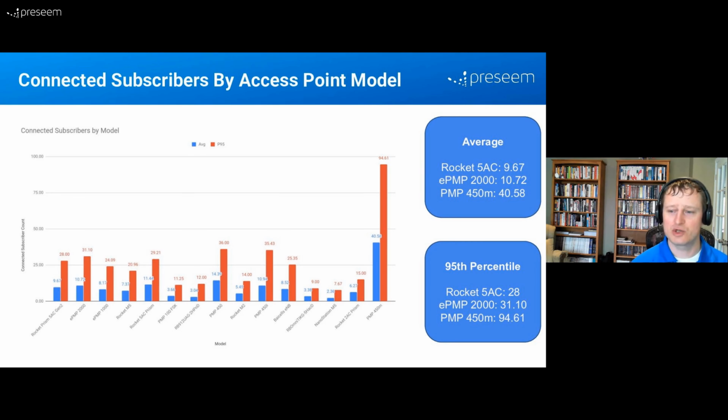Probably not super surprising, given I think everybody recognizes that the 450 can handle a lot more capacity than some of these other models, but it's interesting to see it spread out there. Maybe one thing that's surprising is how close the ePMP 2000 and the PMP 450, not the 450m, are, but yeah, I'm not sure if that's surprising to people or not.